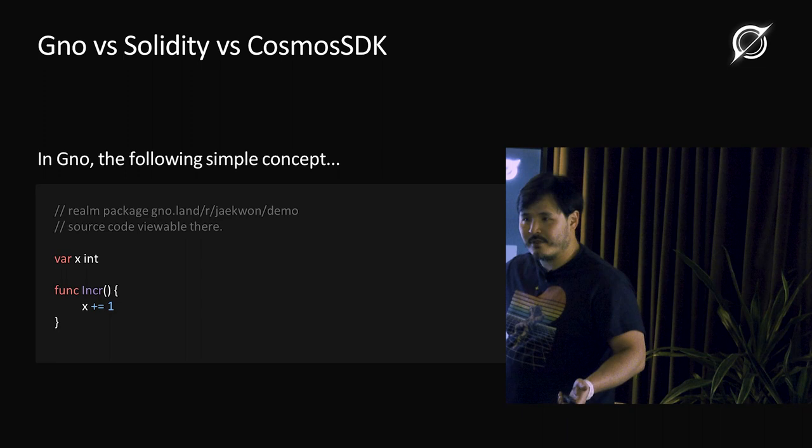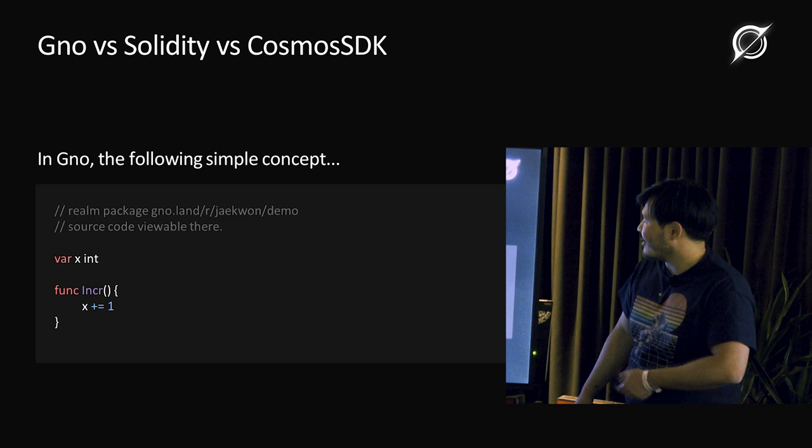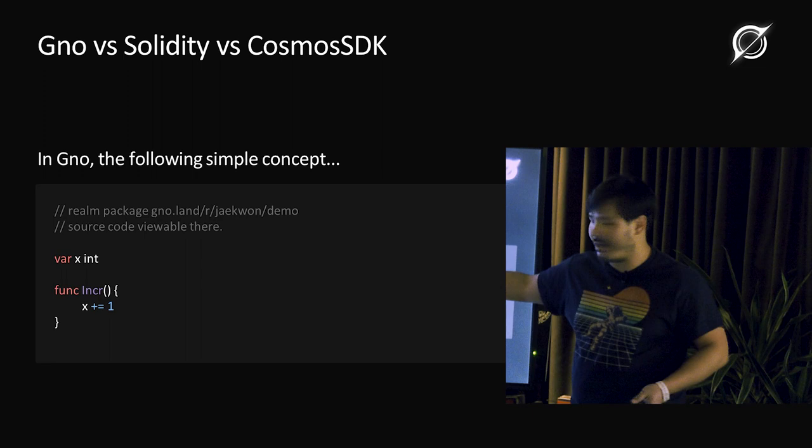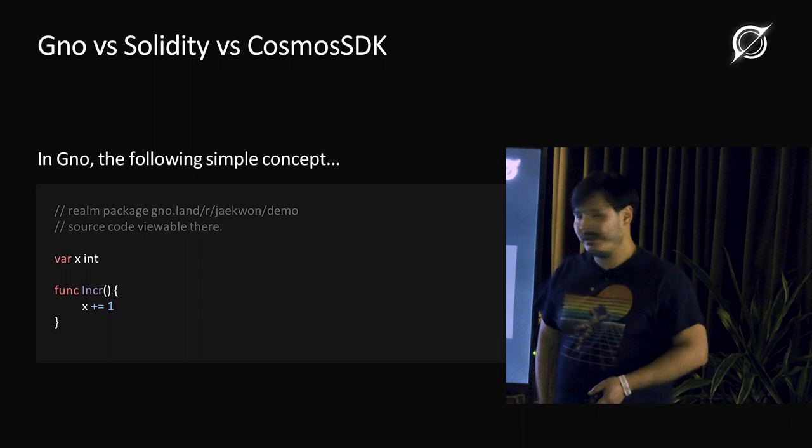So here's X. X is your state, right? And so this package is like your contract, and that variable, which is private, is your state. And if you call that exposed function through calling a smart contract, and you can because it's exposed, then the value will go up. So what does that look like in other things?